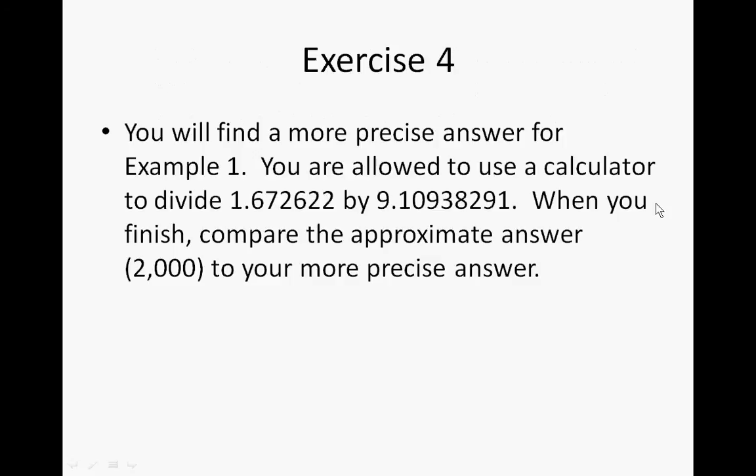All right, so for example 4, you're going to do the exact same thing, except you're going to look for a more precise answer to example 1. You're allowed to use your calculator to divide the decimals, and when you're finished, compare your approximate answer 2,000 to your more precise answer. Yours might end up a little different than the answer here, but we want something a little bit more precise than just 2,000. So go ahead and try your hand at it, and then continue the video.